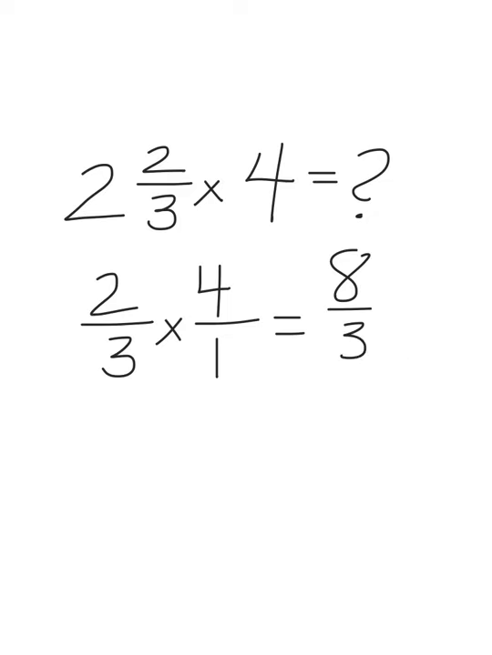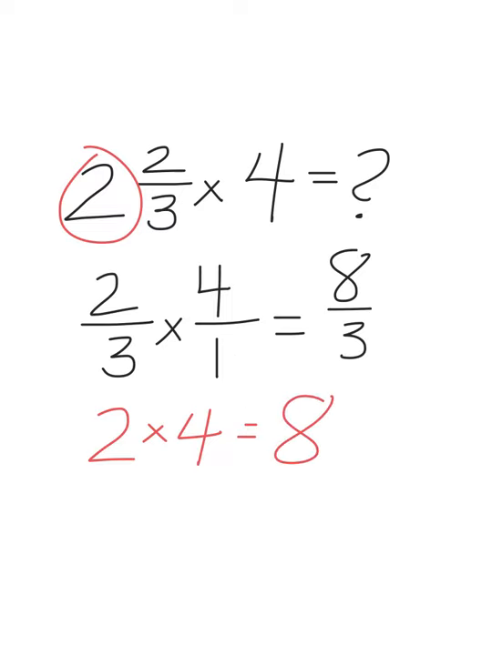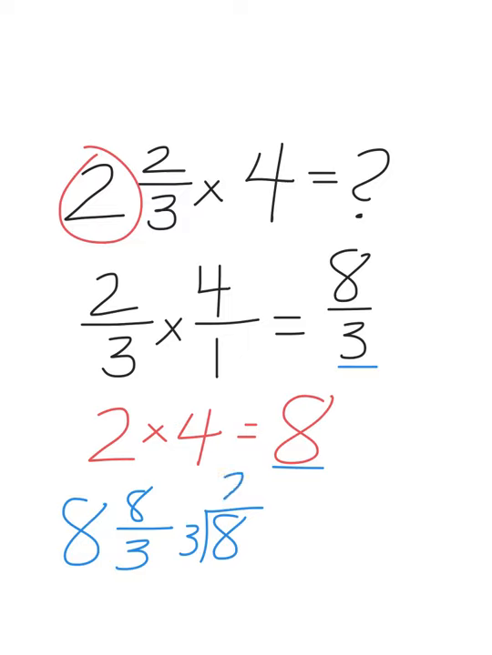Then I would take the 2 whole that we're looking at, and I would do 2 times 4, because they're whole numbers, and that would be 8, okay? So now it would look like 8, that's right there, and 8/3. The one thing that I would do is I would change that 8/3 to a mixed number. So 8 divided by 3, 3 goes into 8 2 times. 3 times 2 is 6. We're going to subtract that, and we're left with 2.